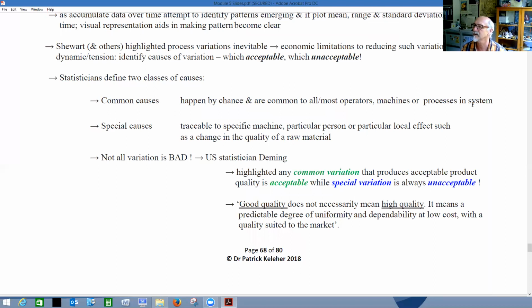So, common causes. And then special causes are traceable to a specific machine or a particular person or a particular local effect, such as the change in the quality of raw material. So with a conveyor belt, everything's going along, the bearings, of course, if you don't grease the bearings, they're going to seize up. So that's a common cause. Or there's a lot of dust, so therefore dust is going to get into the grease, into the rollers.